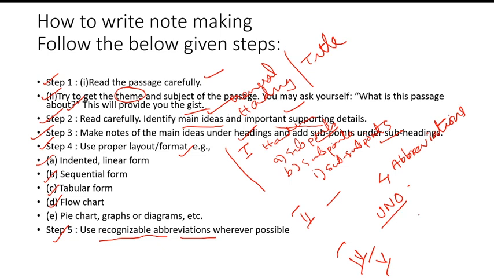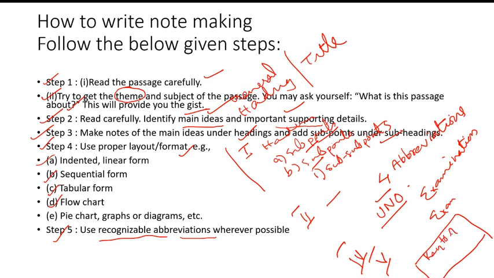abbreviations also. For example, for examination, you have to use exam. That is the abbreviated form of examination. Like that, you have to use this abbreviated form somewhere in the notes, at least 4 places. Then at the end of the note, you have to write in a box the key to abbreviations. 4 you can write.